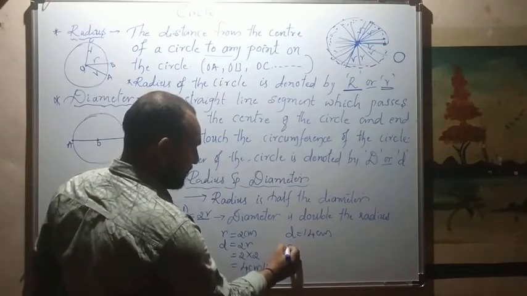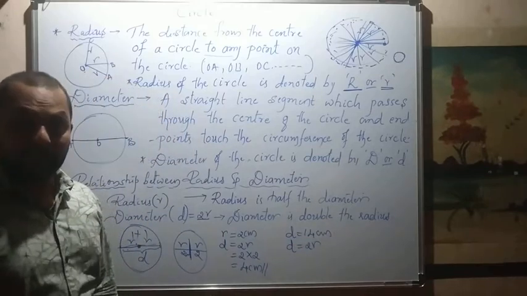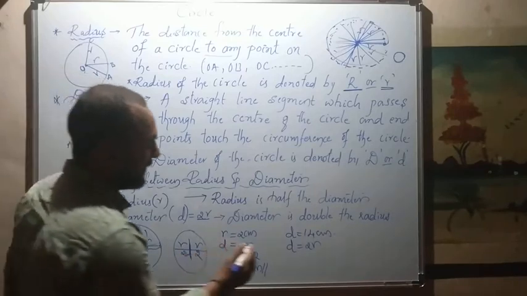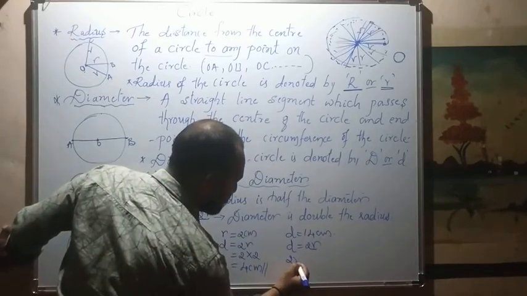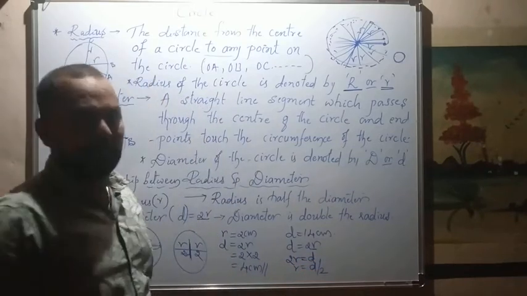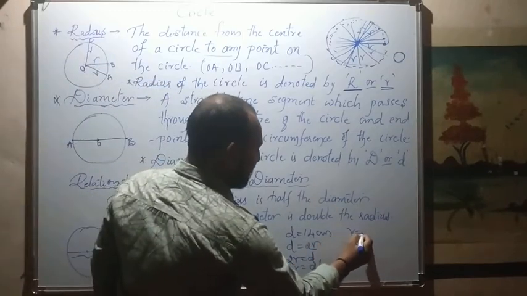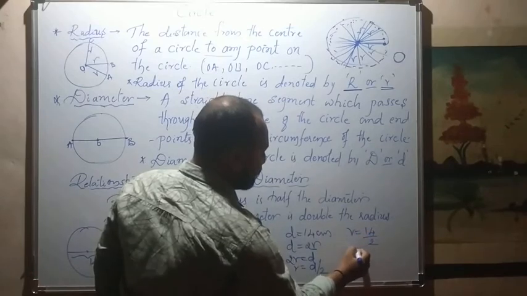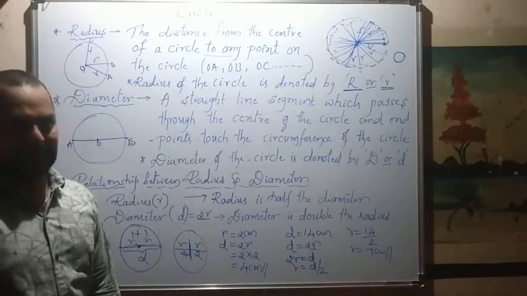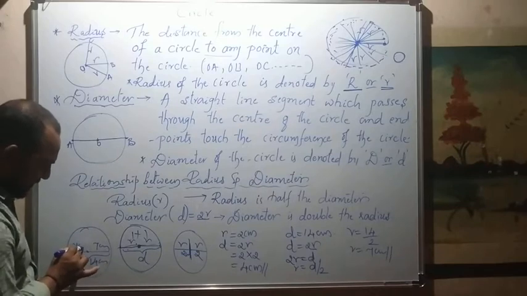What is the formula? Diameter is equal to 2 times of R. You know the formula. What I need now is the radius, so 2 times r is equal to d, and r is equal to d by 2. r is equal to d by 2, half of the diameter. The diameter is 14, 14 by 2, the radius is 7 centimeter. Understood? It was 14, from the center 7 on this side and 7 on this side.